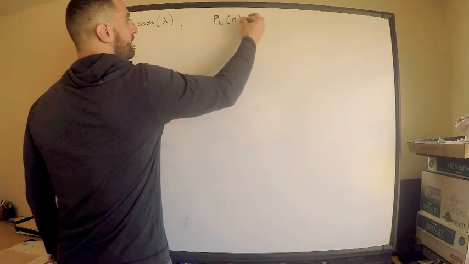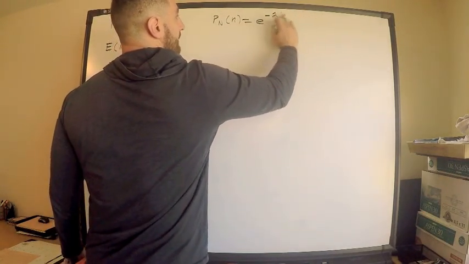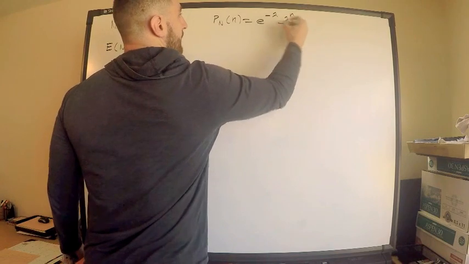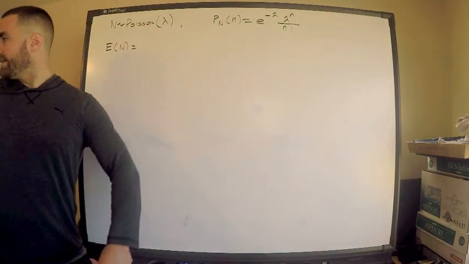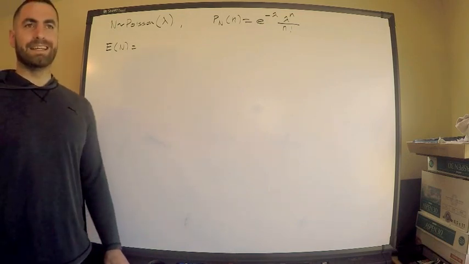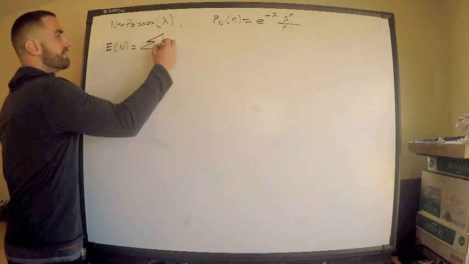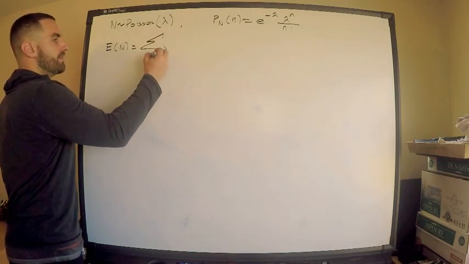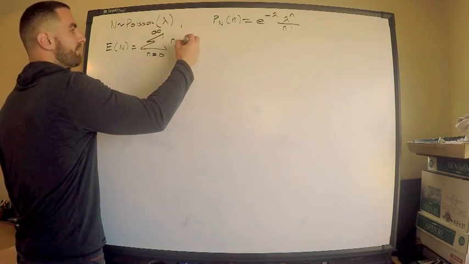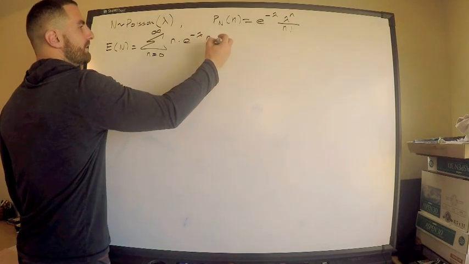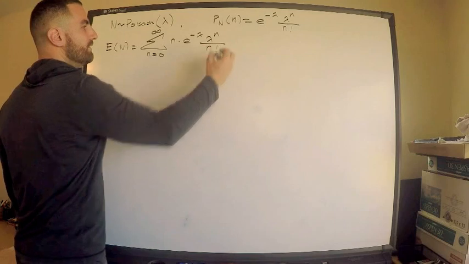P_N of n is equal to e to the negative lambda, lambda to the n, divided by n factorial. We should get here that the expectation is lambda. By definition, the expected value is equal to the sum from n equals 0 to infinity of n times the PDF, e to the negative lambda, lambda to the n over n factorial.